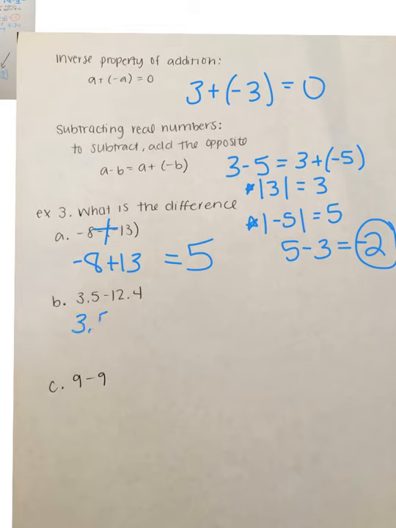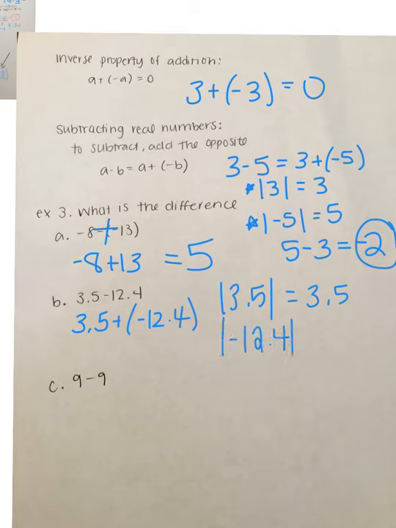Remember, I could rewrite that as 3.5 plus -12.4. Then I can take the absolute values if I need some help solving these out. It's not super intuitive. My absolute value of -12.4 is 12.4. Remember, these have different signs, so I need to subtract the smaller one from the bigger one. So 12.4 minus 3.5 should give me 8.9.